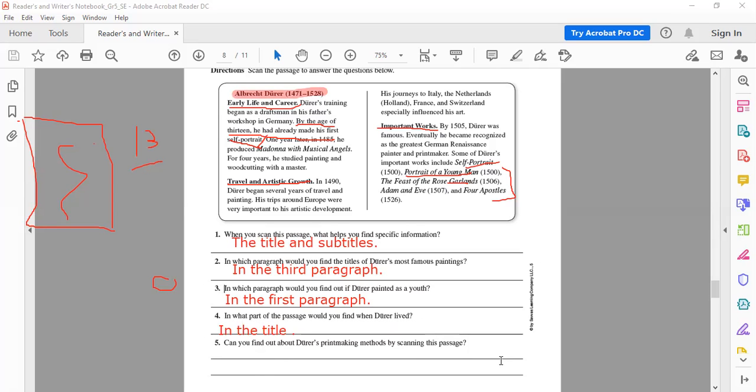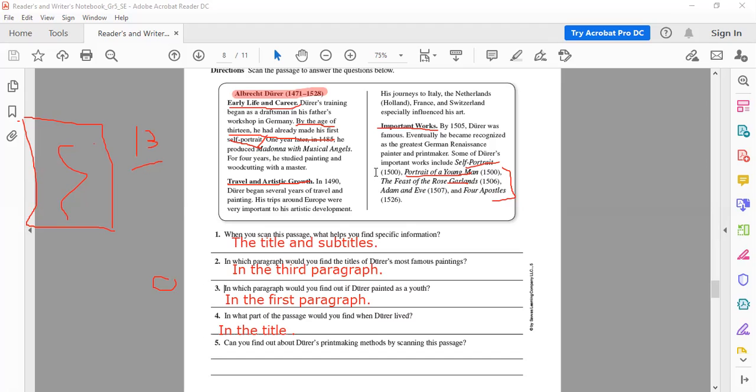Okay, can you find out about Dürer's printmaking methods by scanning this page? If I scan this whole page, would I know his method of printmaking, how he drew? Would I know what his style was? If I read this passage right here, would I know the method of how he drew? In which way he drew? With which colors? Would I know that?